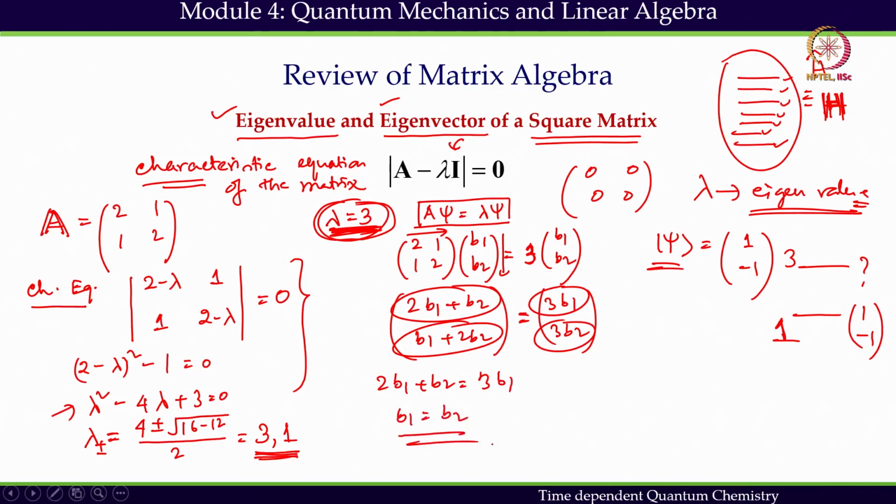In this case, if I use b1 equals 1, then b2 is going to be 1. So, I now have the second state to be 1 1. That is the state we have.